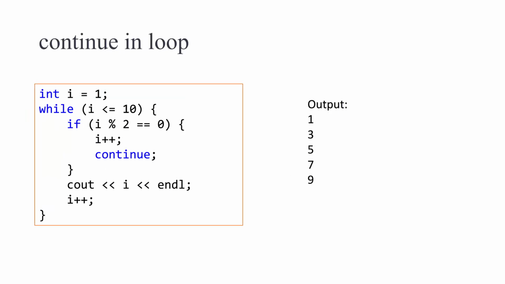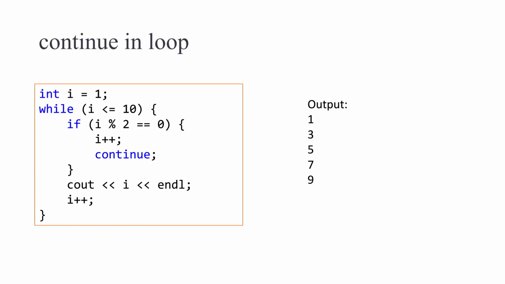The continue statement is used to skip the current iteration of the loop and move on to the next one. Here's an example of using continue in a while loop. In this example, the loop prints only the odd numbers from 1 to 10 by skipping over the even numbers using the continue statement. When i is even, the loop skips the rest of the code block and moves on to the next iteration.